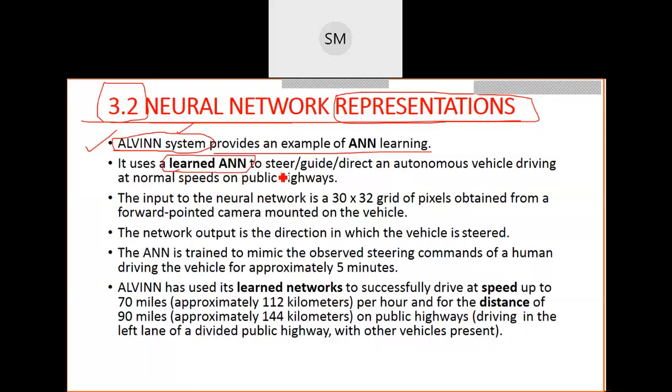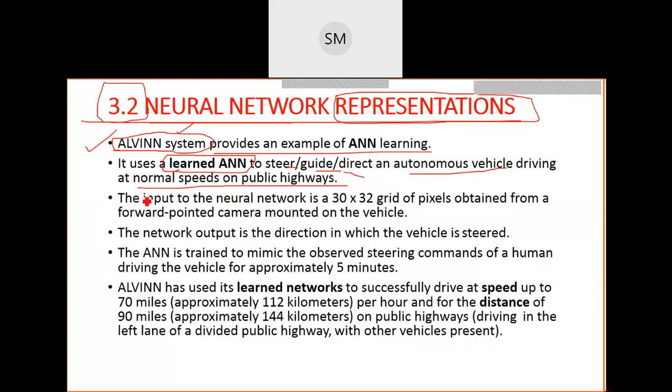So why is it developed? To drive the car, to steer the autonomous car, or to direct the autonomous vehicle driving at normal speeds on public highways. Usually we human beings drive our car on highways at a speed of 100 kilometers per hour, right? So at the same speed this machine should also drive the car.